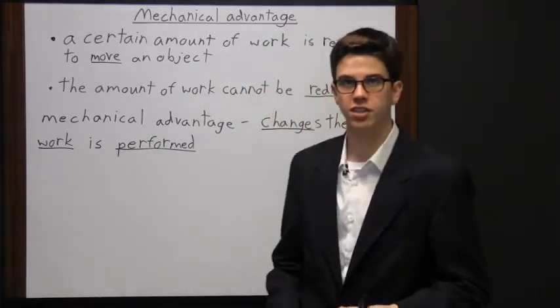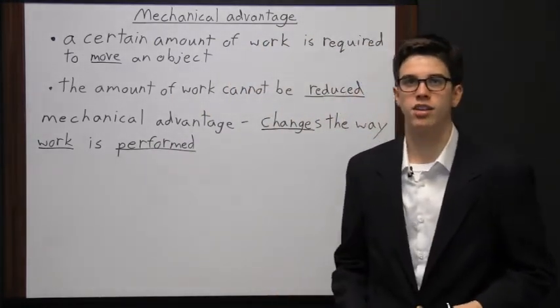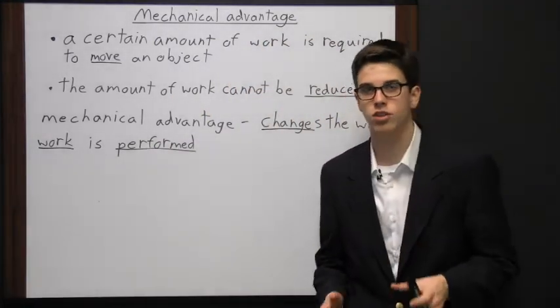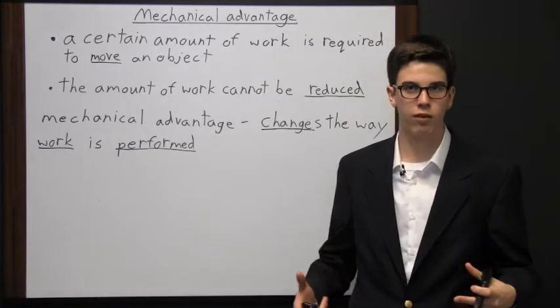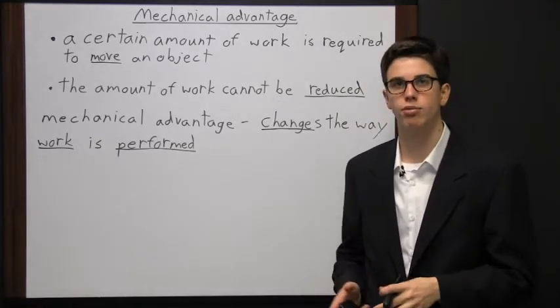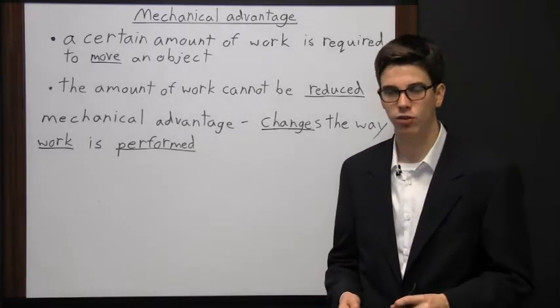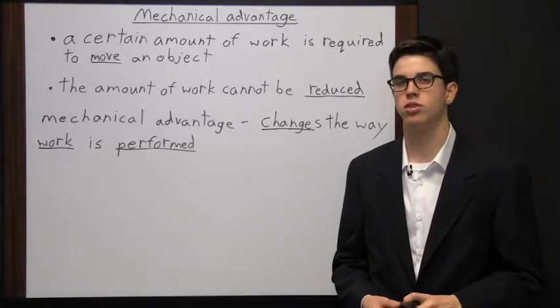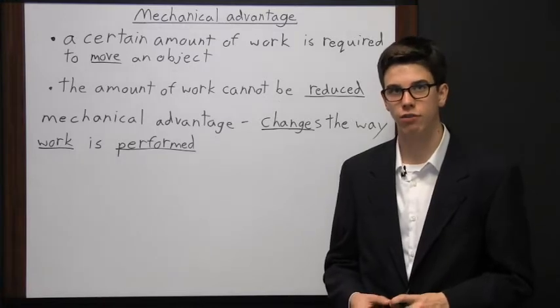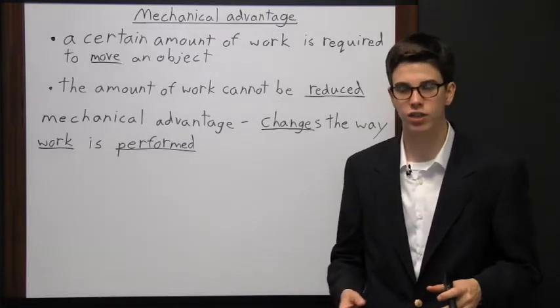So say for instance that you need to move an object to a given vertical height. And so a certain amount of work is required to move that object to that vertical height. Now, by getting to that given height at an angle, the effort required is reduced, but the distance that must be traveled to reach the given height is increased.